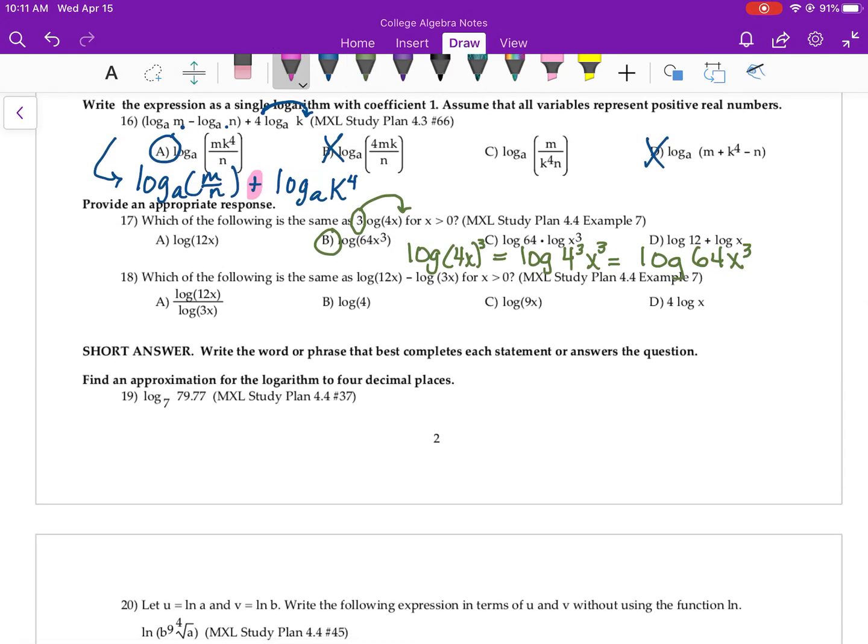Now, when you go and condense logarithms through subtraction on number 18, you're dividing the arguments. You get to use the log one time. The answer is not A. You're dividing here, not subtracting, so C is out. D is out. 12x divided by 3x, the x's divide out. 12 divided by 3 is 4.